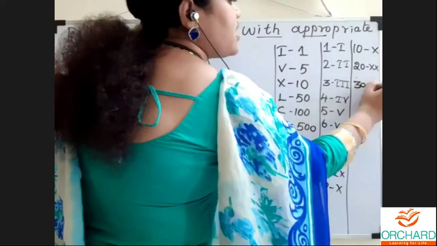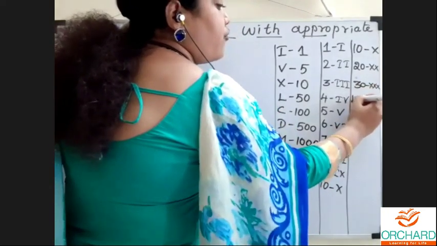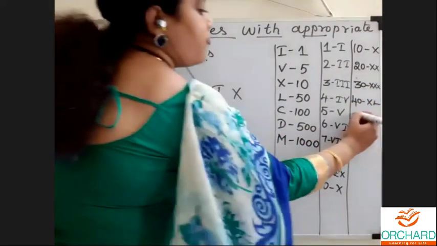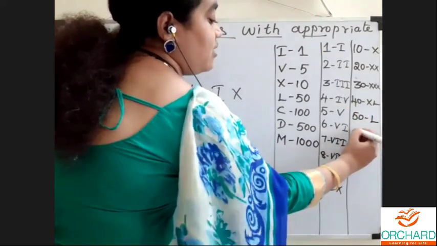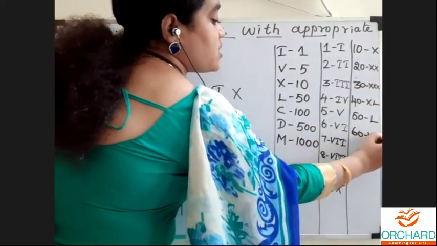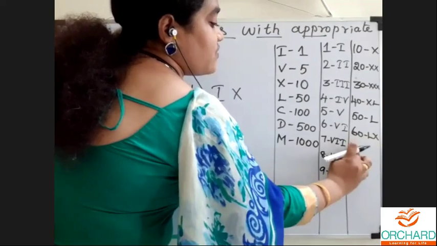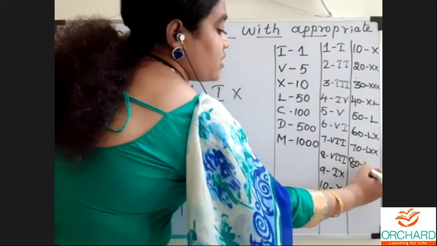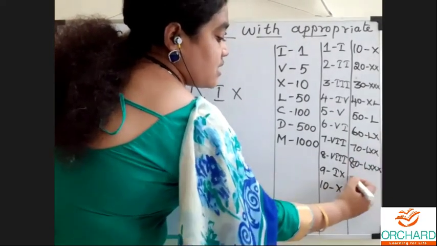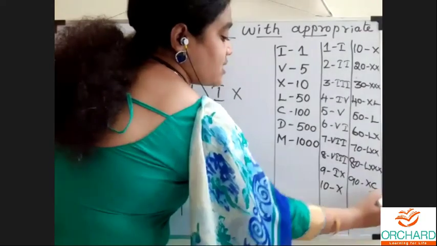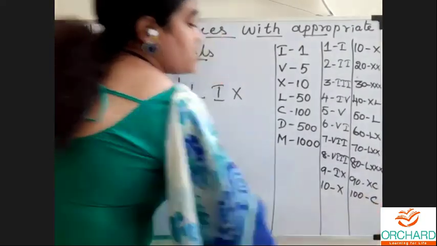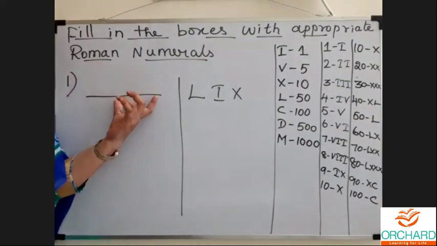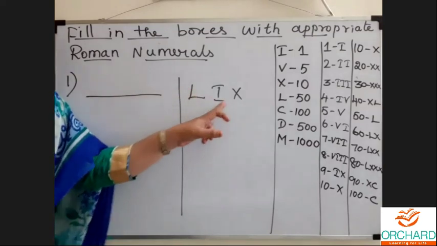30 can be expressed as XXX. 40 can be expressed as XL. Very good. 50 can be expressed as L. 60 can be expressed as LX. 70 can be expressed as LXX. 80 can be expressed as LXXX. 90 can be expressed as XC. And 100 can be expressed as C. Very good, very good. We are going to find the predecessor of LIX.